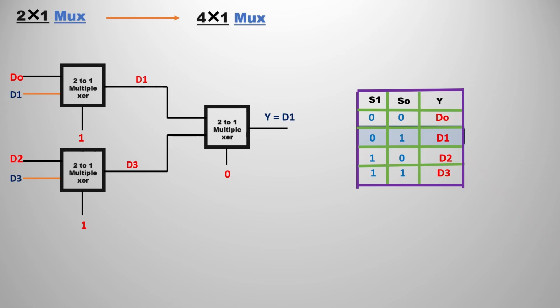So as S0 is 1, you can observe there in the first 2x1 MUX, D1 is selected, and in the second 2x1 MUX, D3 is selected. After that, the third 2x1 MUX has the select line 0. So 0 means D1 will be selected. So the final output would be D1. I hope you are understanding this one.